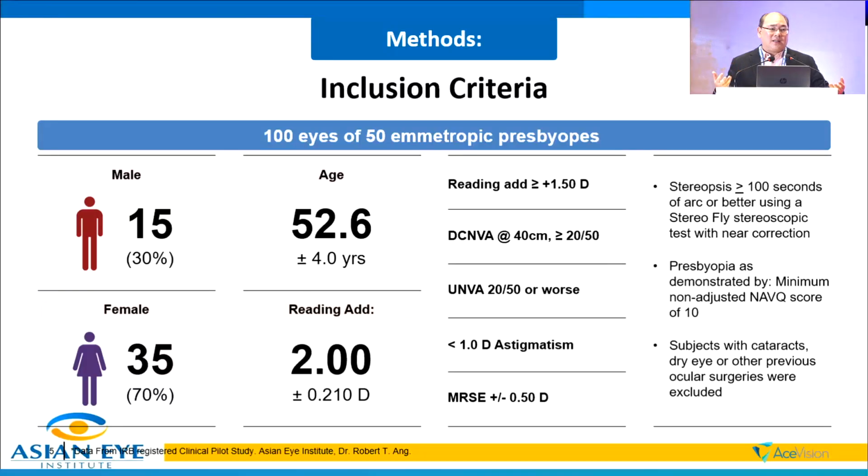So we did a study. We started about 3 years ago with 50 patients, purely emmetropic presbyopes. It does not include correction of refractive error. We recruited patients with a mean age of 52 years old, who had to have reading glasses of at least 1.5 diopters but no distance correction. They had to be happy with far vision.